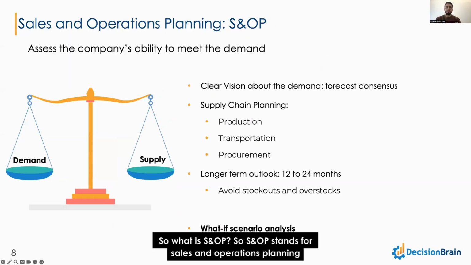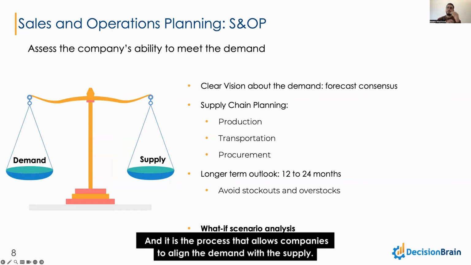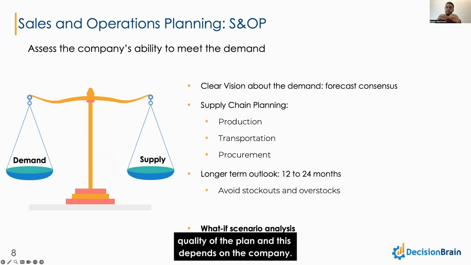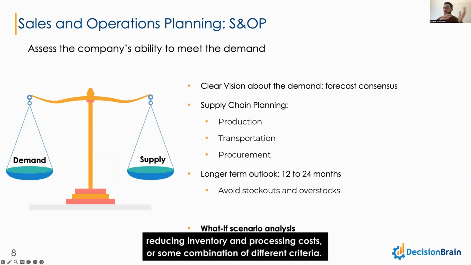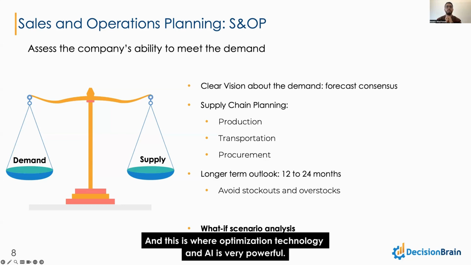So, what is S&OP? S&OP stands for Sales and Operations Planning, and it is the process that allows companies to align the demand with the supply. In other words, how do I plan my operations in the best way to respond to the demand? When I speak about best way, this implies that there is an evaluation of the quality of the plan, and this depends on the company. Some will focus more on maximizing the revenue, maximizing the service level, reducing inventory and processing costs, or some combination of different criteria. And this is where optimization technology and AI is very powerful.